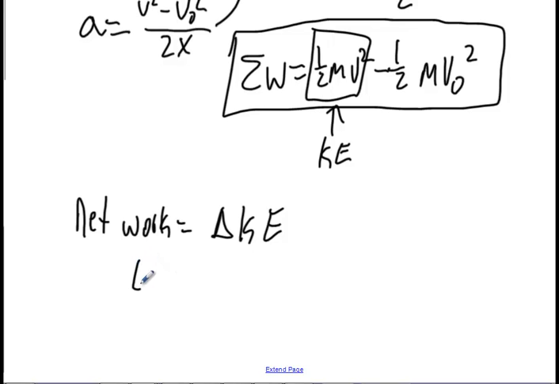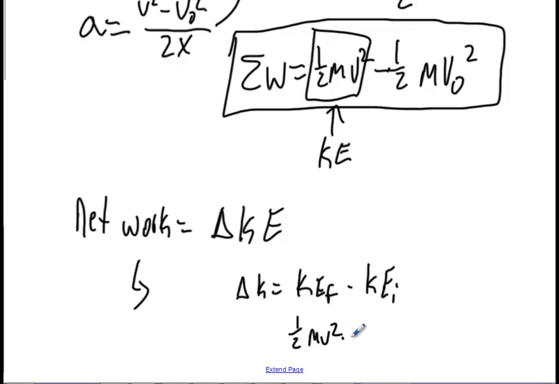You'll notice this no longer has to depend on force or acceleration or distance. It is simply a measure of velocity and mass. So the change in kinetic energy, delta KE, is equal to final kinetic energy, KE_f, minus KE_i, initial kinetic energy. And that really is just 1/2 mv squared minus 1/2 mv naught squared. This is the work-energy theorem. So the net work is the change in kinetic energy.